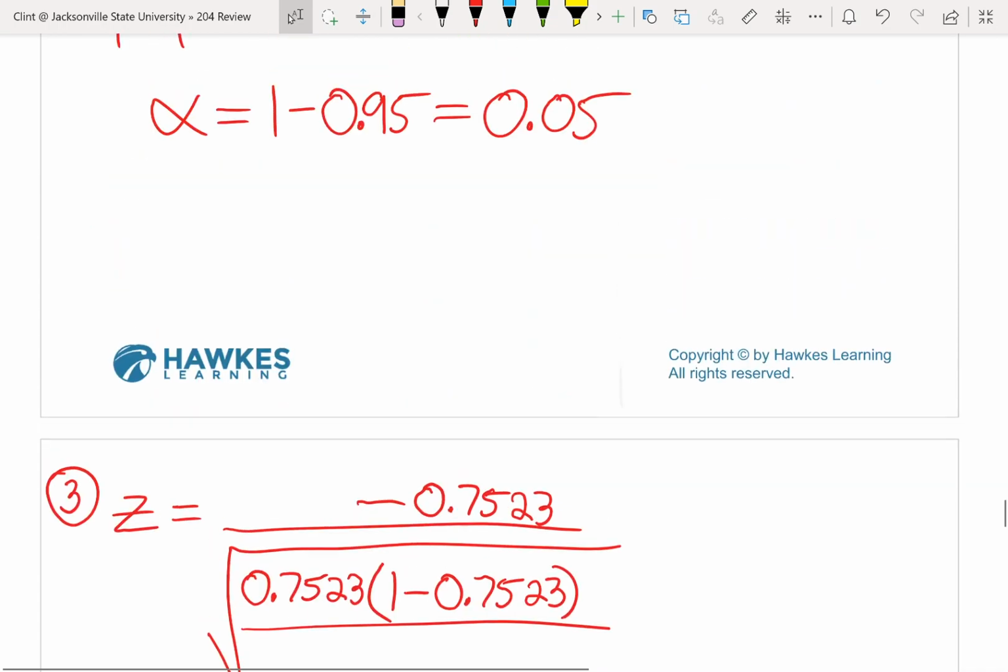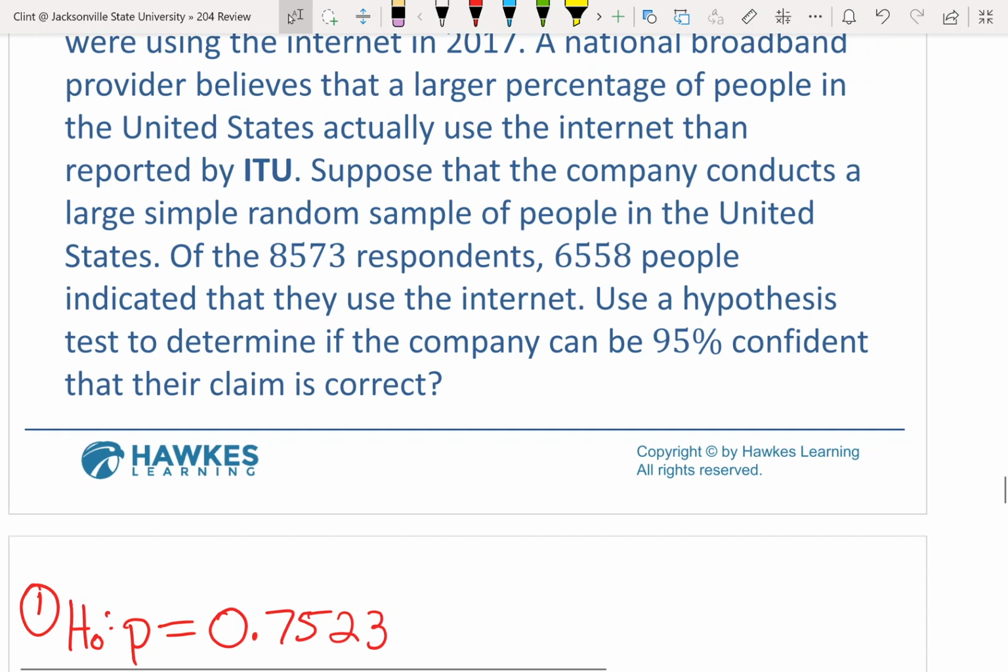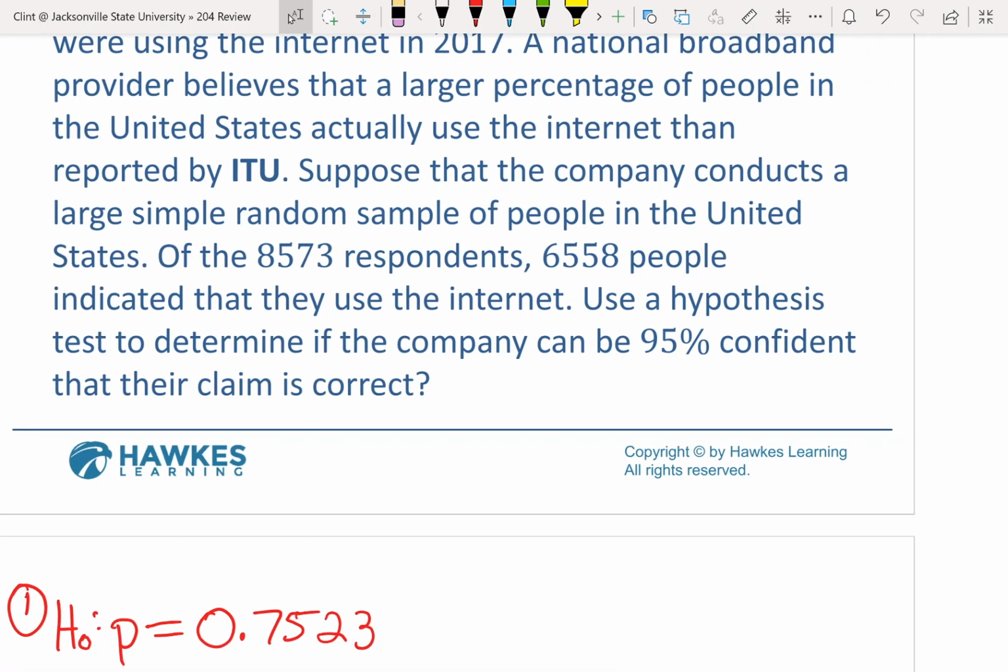Okay, so for P hat, we look at our sample data. So we had 8,573 respondents in our sample, so that is N. 6,558 of those said they use the internet. Those are the ones we want to count. So for P hat, we'll have 6558 divided by 8573.